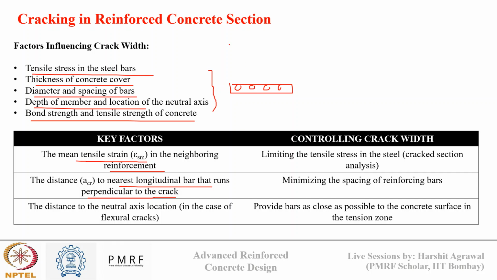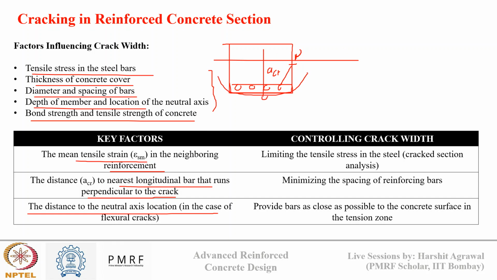Suppose this is my reinforced concrete section, and I'm calculating the crack width at this point. What is the distance of this point from the nearest longitudinal bar, which is represented by acr? That is important for crack width calculation. And the distance to the neutral axis location is also important. As we go farther away from the neutral axis, we know the moment acting on the section increases, so the cracking potential will also increase. So that's why distance from the neutral axis is also important.